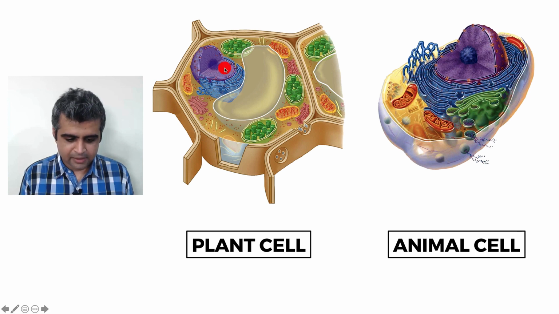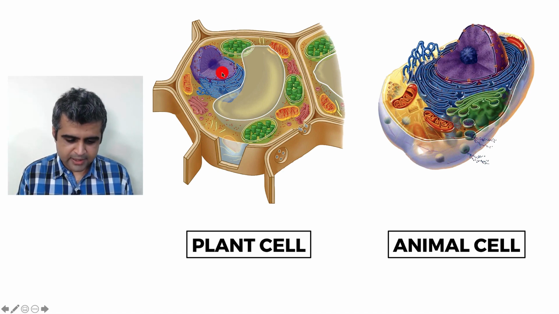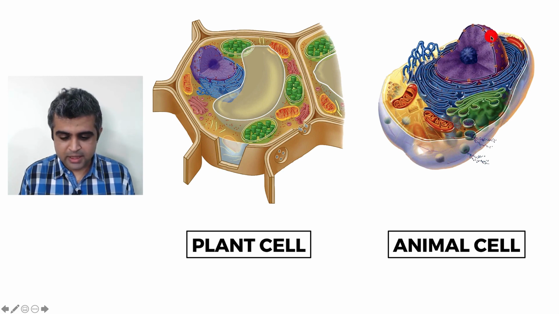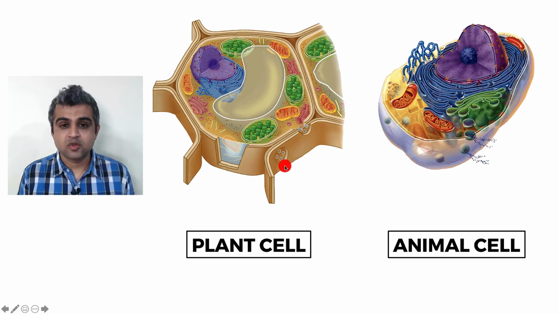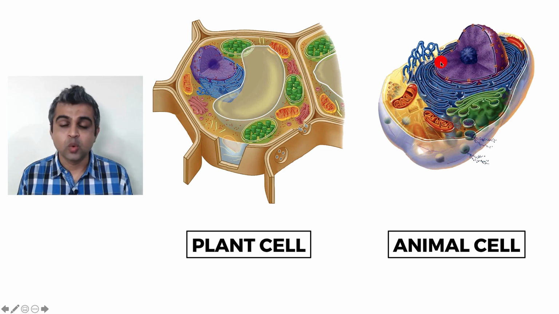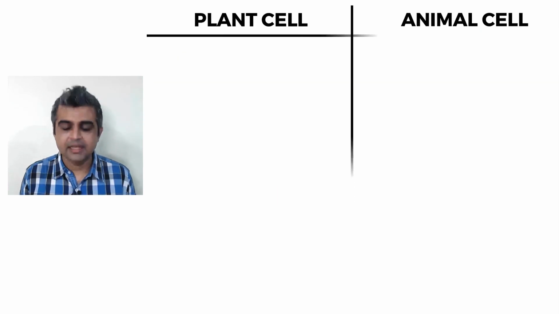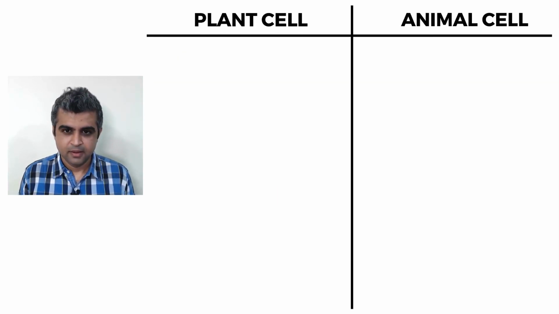Because of this, in the plant cell, the nucleus gets pushed to one side, as you can see in this diagram. So here the nucleus is towards the periphery, whereas here the nucleus is more or less in the center only. In the case of a plant cell, you are going to have no lysosomes, and you are not going to have any centrioles or centrosomes. But in the case of an animal cell, you are going to have lysosomes, and you are also going to have centrosomes. So you may not have noticed this, but we have finished 10 differences between a plant cell and an animal cell. 10 differences. Let's see what they are.